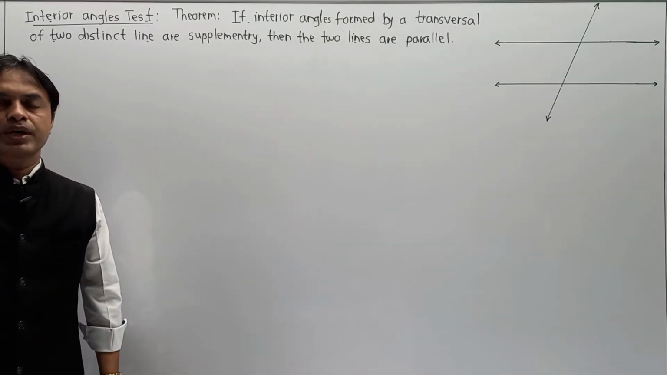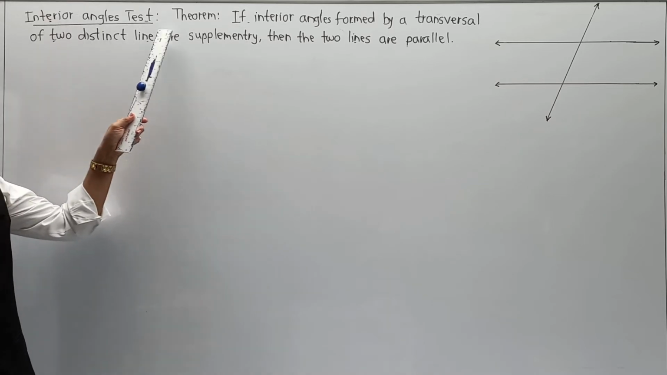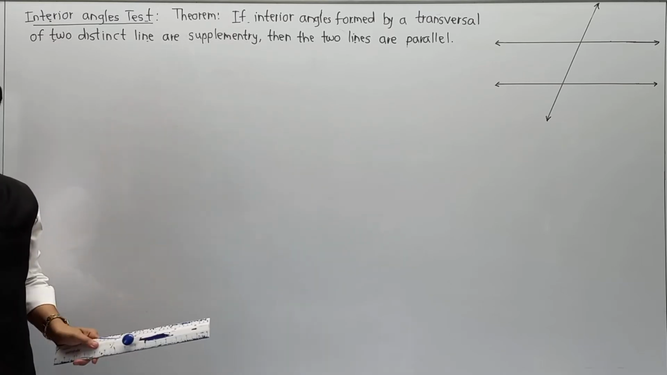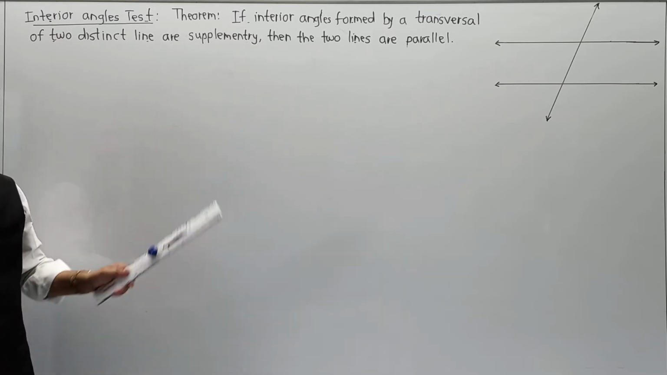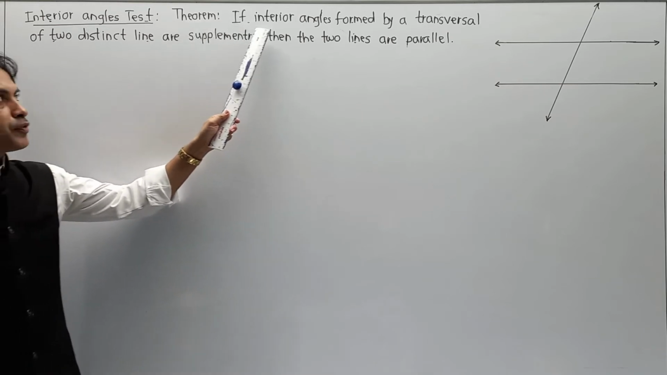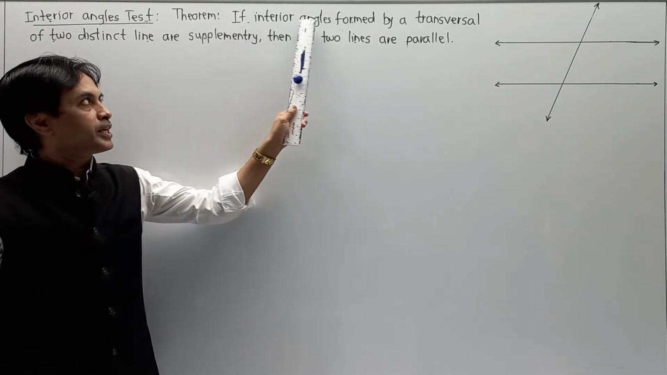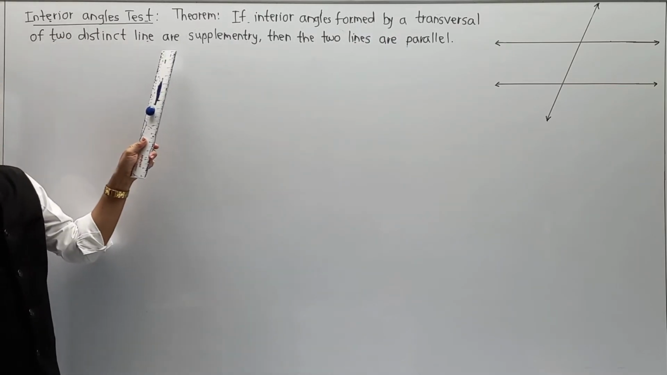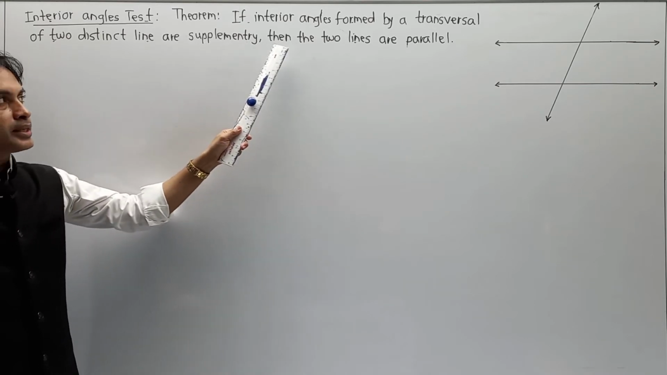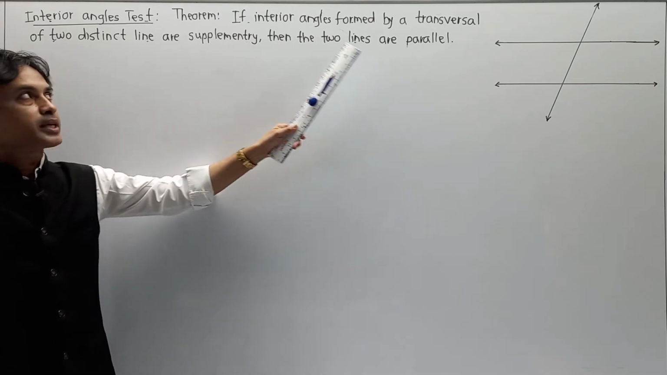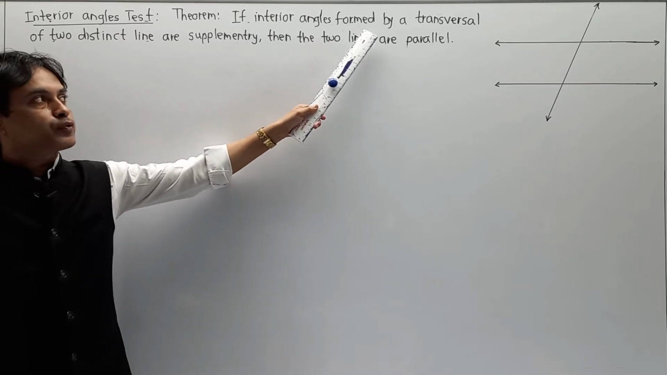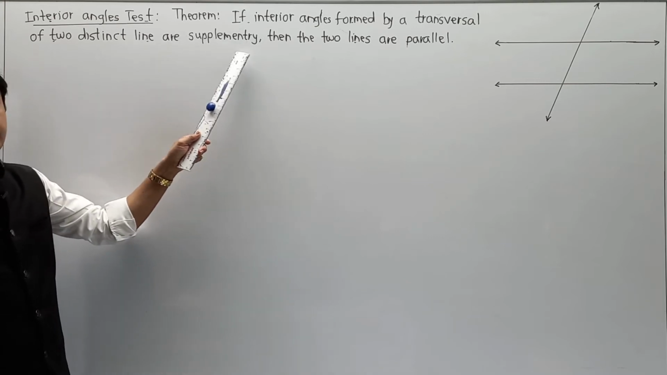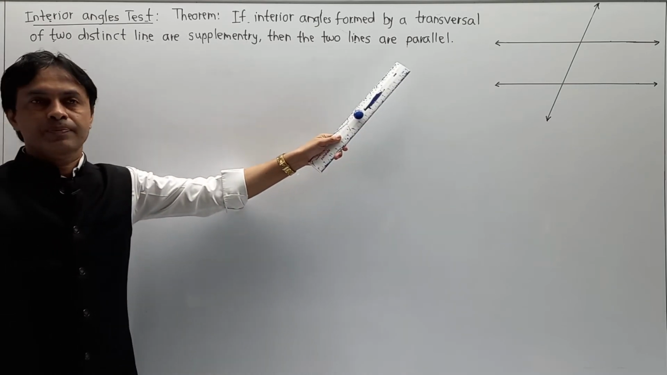Now today students, we are going to start the interior angle test. There are three tests we have to understand, and among these, this theorem is called an indirect type of proof. The statement of the theorem: if the interior angles formed by a transversal of two distinct lines are supplementary, then the two lines are parallel. Once again, if the interior angles formed by a transversal of two distinct lines are supplementary, then the two lines are parallel. What does it mean?